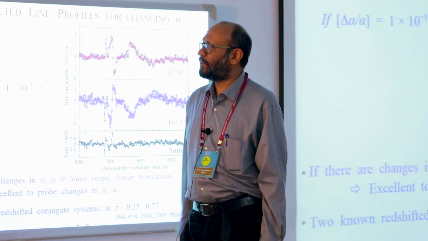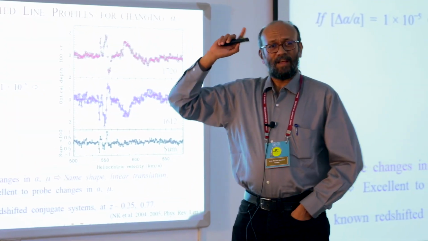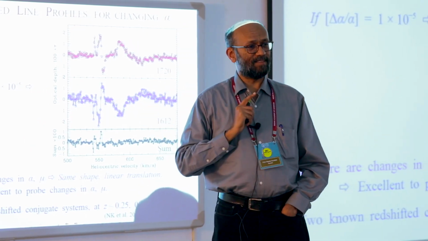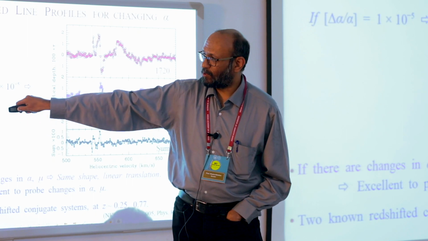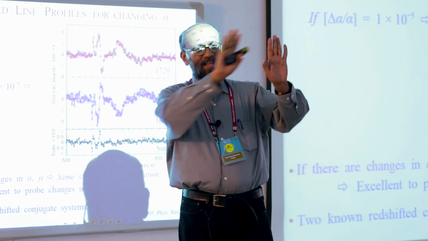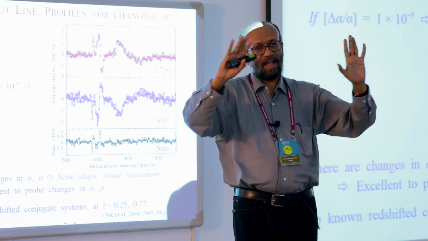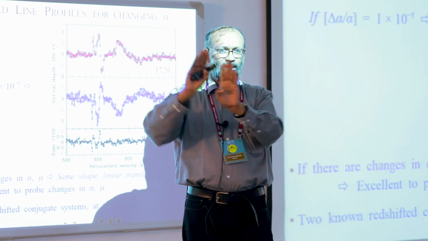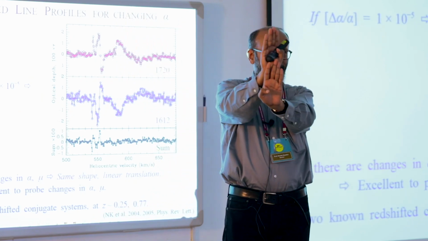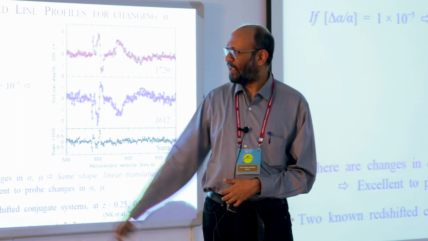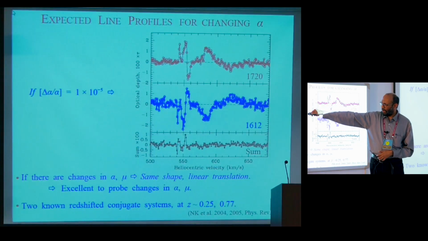So what happens, suppose alpha changes? If alpha changes, remember the line masing mechanism is the local mechanism. The shapes will remain the same. The velocity axis will change because the redshift is wrong. All that will happen is that these lines will translate relative to each other. But I can always find a velocity offset such that if I slide the lines back by the right amount, they will exactly add up, they will exactly match. And if I don't slide them, I will find residuals over here. So if there are changes in alpha and mu, same shape, a linear translation.